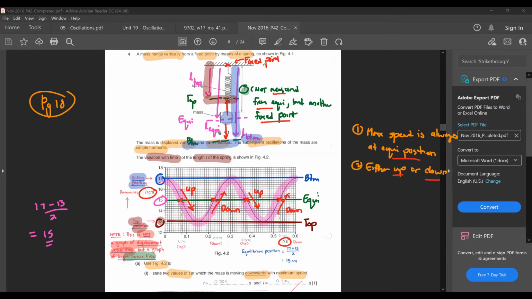So the ones with maximum speed going downwards are this one and this one. So the times would be 0.225 and 0.525 seconds. These are the positions at which your mass is going downwards with maximum speed. If this is okay, then I will move on to the next question.